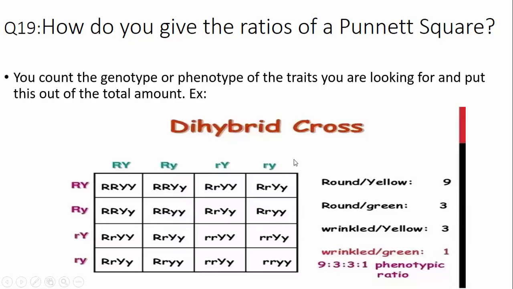If you're wondering where the 16 comes from, there are 16 squares here. 1, 2, 3, 4. 1, 2, 3, 4. 4 times 4 is 16. So 4, 8, 12, and 16. That's going to be it.